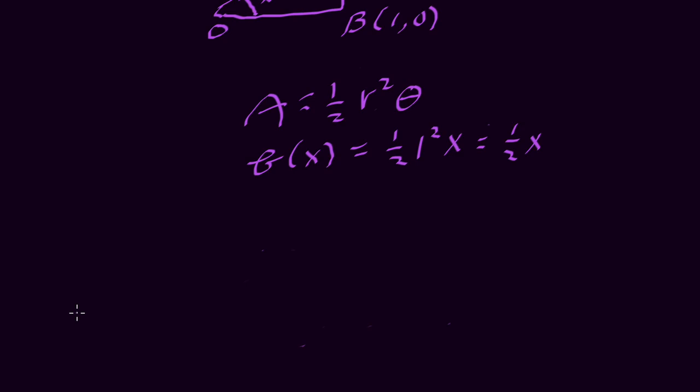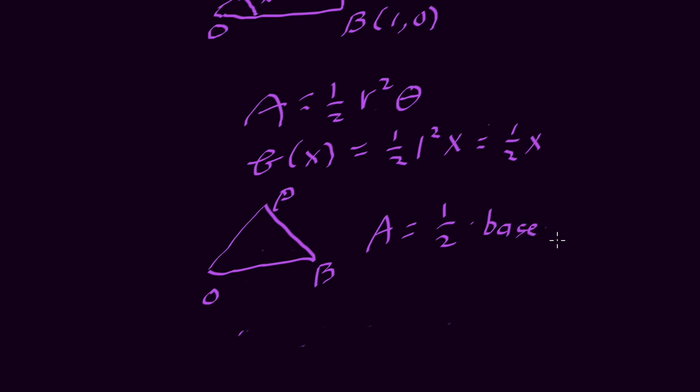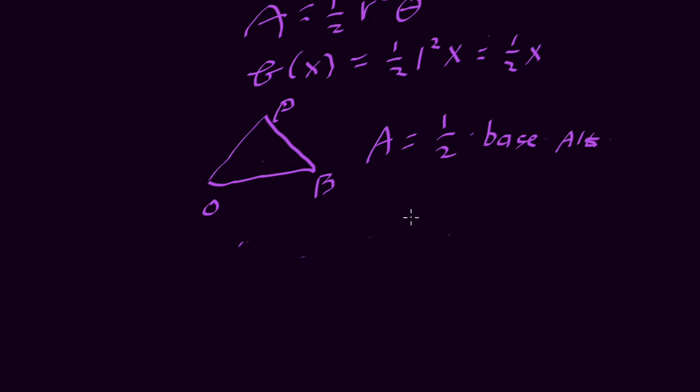Let g of x be the area of the triangle OBP, where the area of a triangle is equal to 1/2 base times altitude. g of x then becomes 1/2 times 1, which is the base, and the altitude is sine of x. So g is 1/2 sine of x.